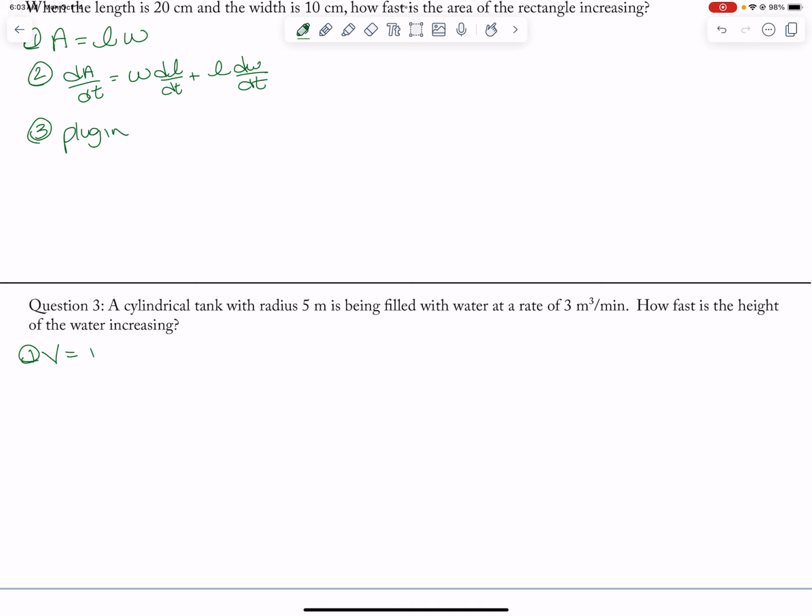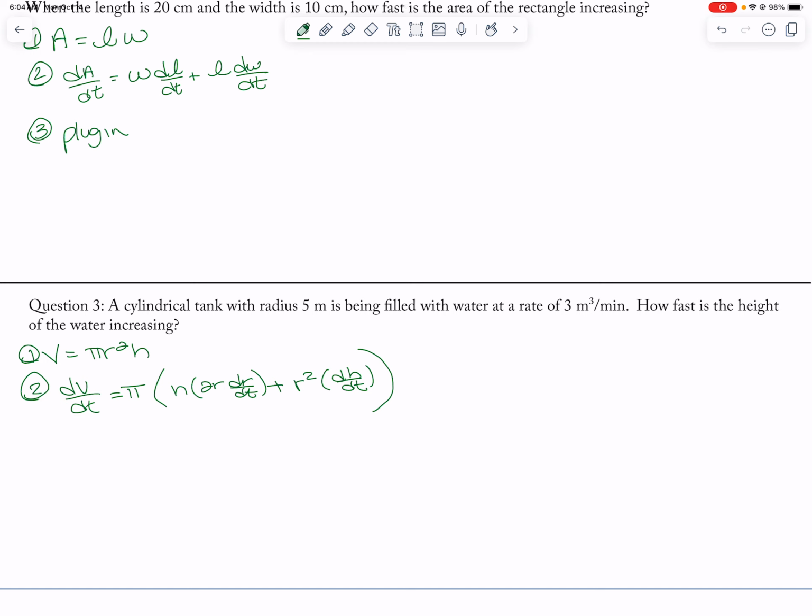volume is equal to pi r squared h. So dV dt is equal to, we're going to leave pi outside, so h times 2r dr dt plus r squared dH dt. And what you're going to be like, oh man, I have too many variables, right? But remember, this is a cylindrical tank.